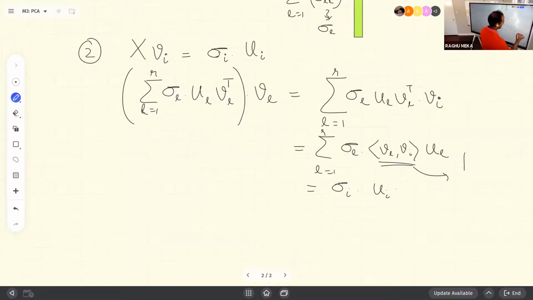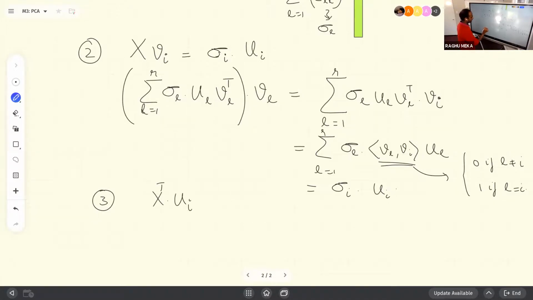This is 0 if L is not equal to I, and 1 if L equals I. And similarly, you can check that X transpose times UI equals sigma I times VI. Like you flip and you get the same equation.